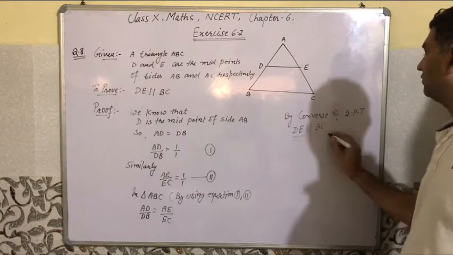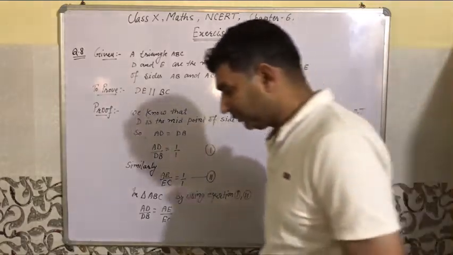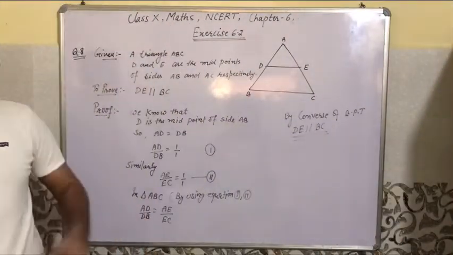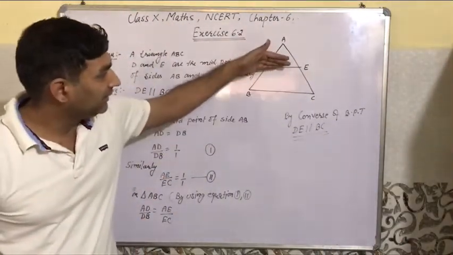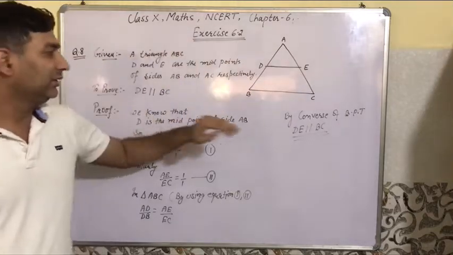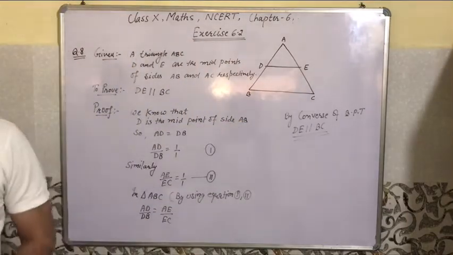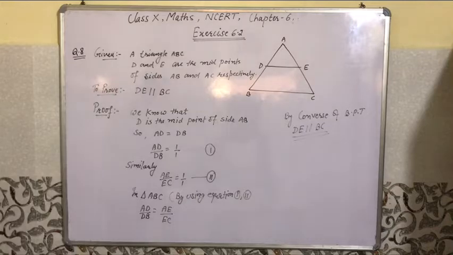What is the converse of the basic proportionality theorem? If the ratio of the two sides is equal, then the third side is parallel to this. So we used the converse of the basic proportionality theorem. And question number 9.